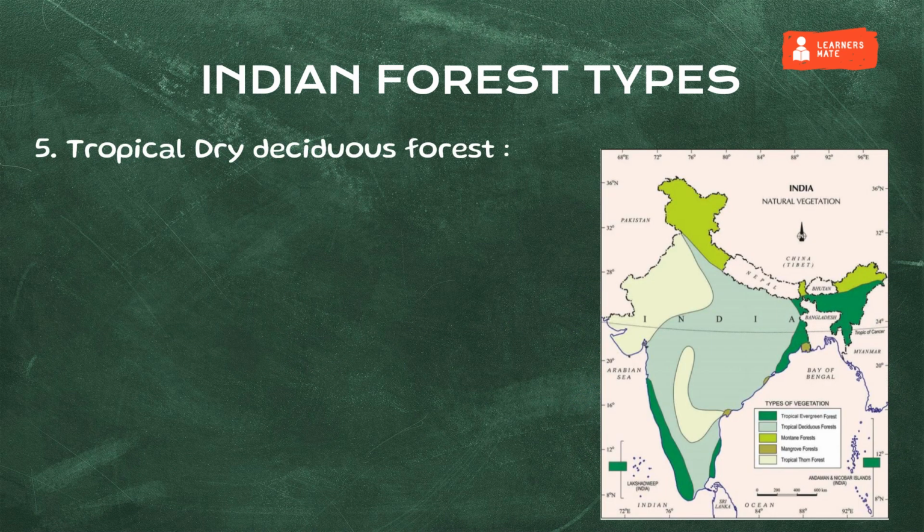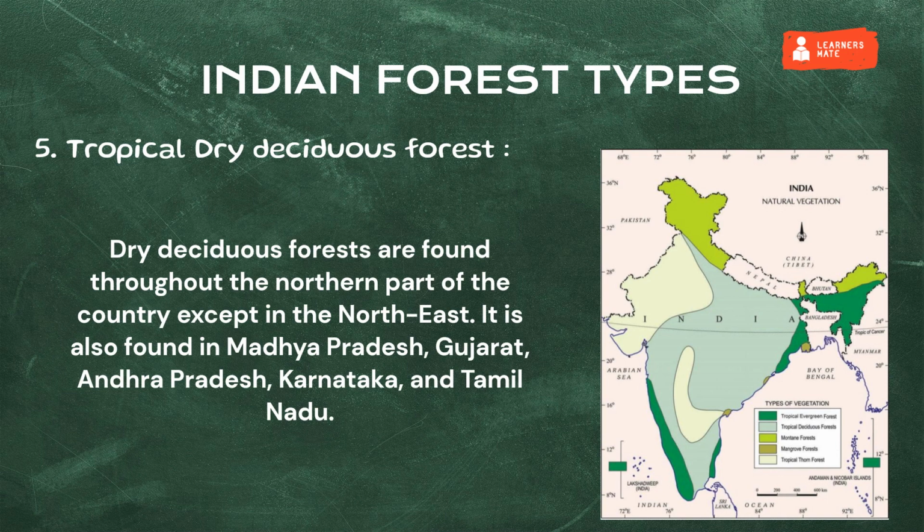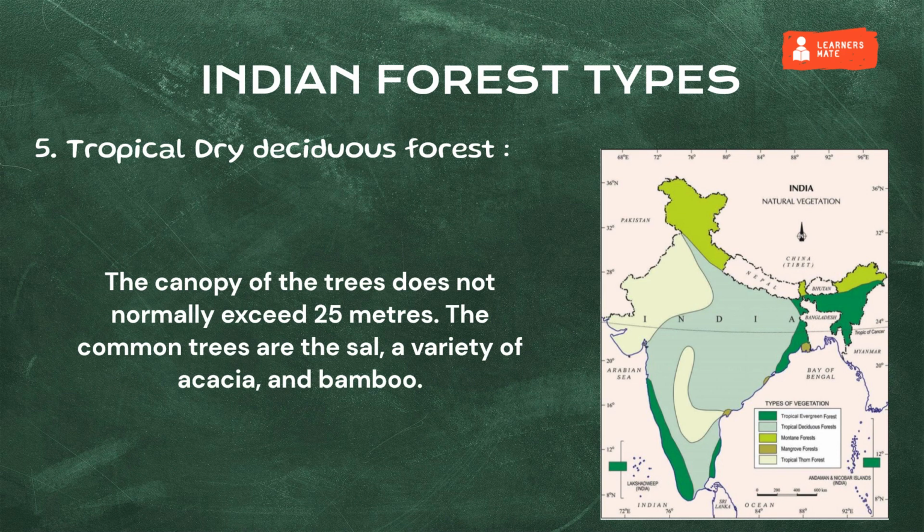Tropical dry deciduous forest. Dry deciduous forests are found throughout the northern part of the country except in the northeast. It is also found in Madhya Pradesh, Gujarat, Andhra Pradesh, Karnataka and Tamil Nadu. The canopy of the trees does not normally exceed 25 meters. The common trees are sal, a variety of acacia and bamboo.